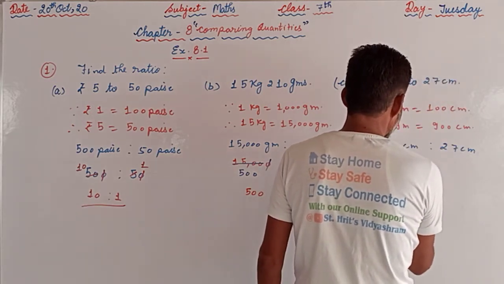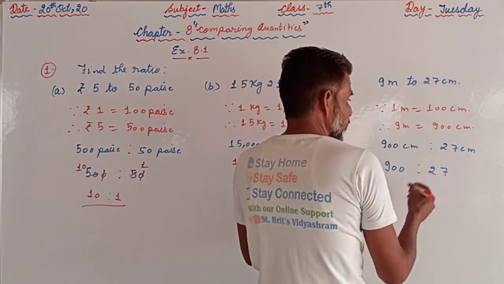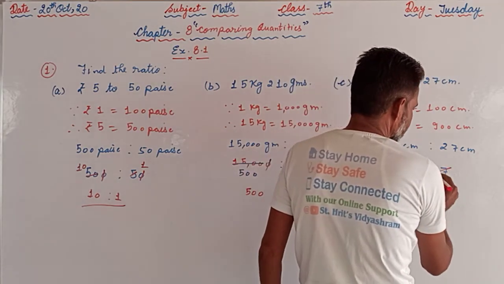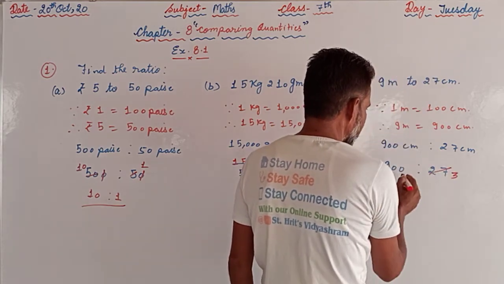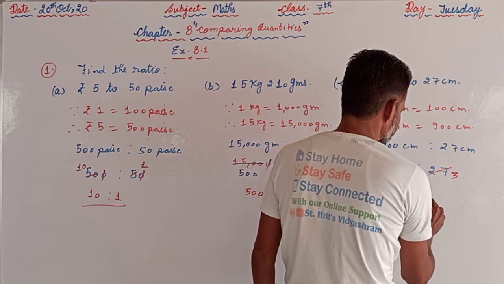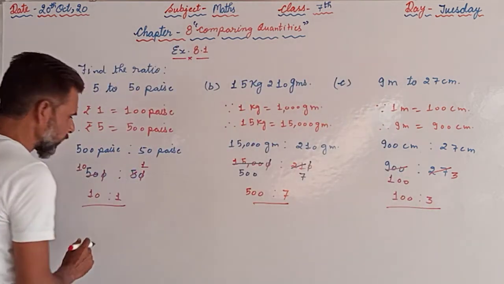So now the numbers we are supposed to find the ratio. Now we can cancel out 27 and 900 by 9: 9 threes are 27, and 9 ones are 9, then 0 0. So the ratio is 100 is to 3. So these are the required ratios.